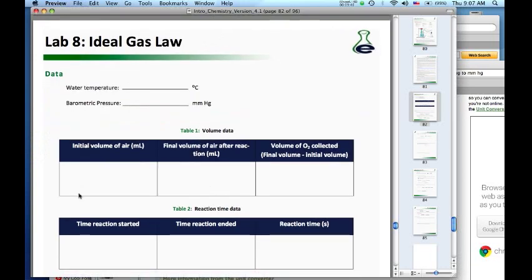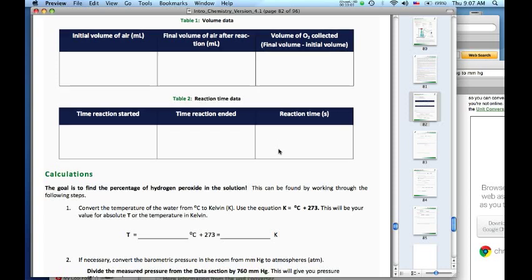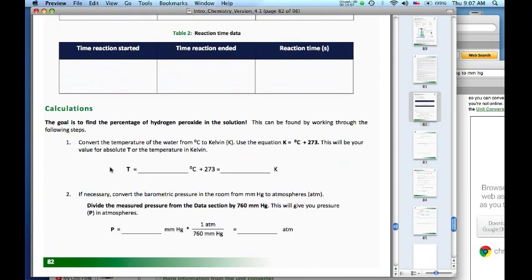And here's your initial air volume, before you start the experiment, the little bubble. The final volume, and so the initial minus the final. And then just the reaction time, how long it took. Use a stopwatch. If you forget, look at a clock and then see how long. It's going to be on the order of 10 minutes. And temperature is degrees Celsius plus 273. You can look this up too.